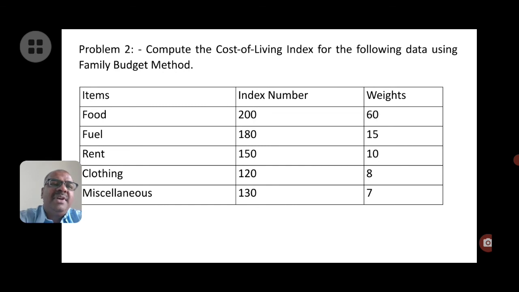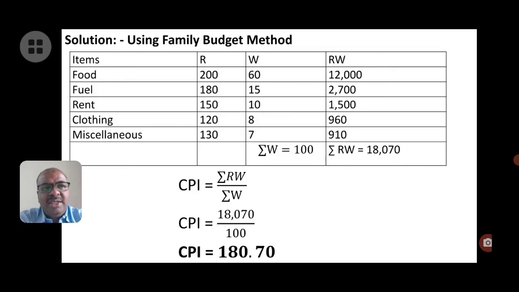We are given 5 different items: food, fuel, rent, clothing and miscellaneous. These are the index numbers and those are the weights. So R and W is given, and when we multiply R and W, this is what we get: 200 into 60, 12,000. 180 into 15, 2,700. 150 into 10, 1,500. 120 into 8, 960. 130 into 7, 910. So total of W is 100 and the total of RW, that is sigma RW, is 18,070.